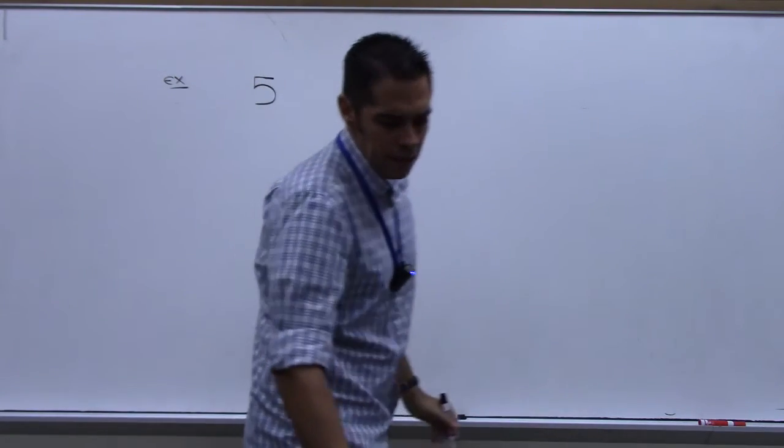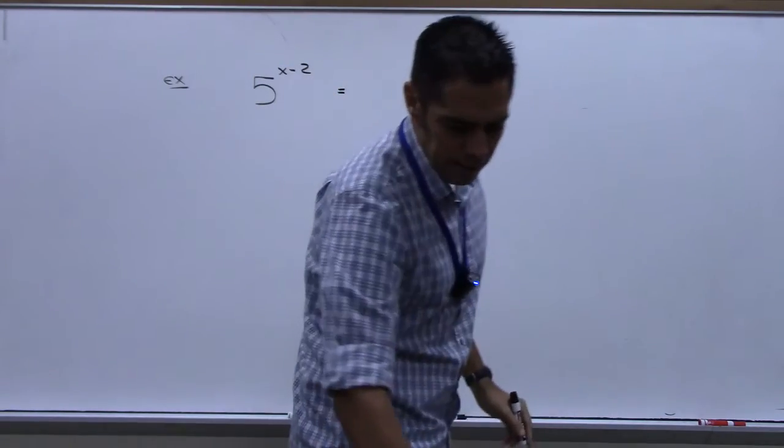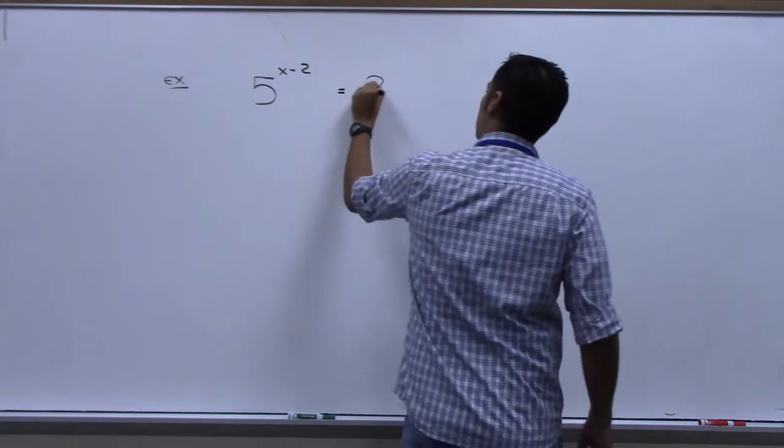5 to the x minus 2 equals 3 to the 3x plus 2.